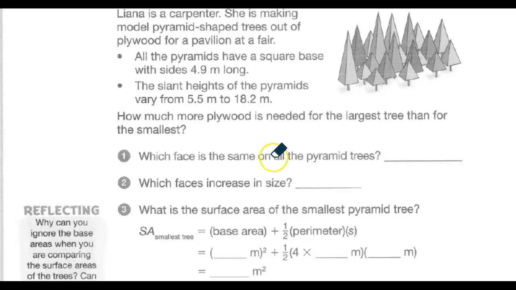So which face is the same on all the pyramid trees? So we have to remember, the base is not changing. They're just making the trees grow taller, basically. So the base is the same. Which faces increase in size? The triangles. Triangular sides or faces. So what is the surface area of the smallest pyramid tree?